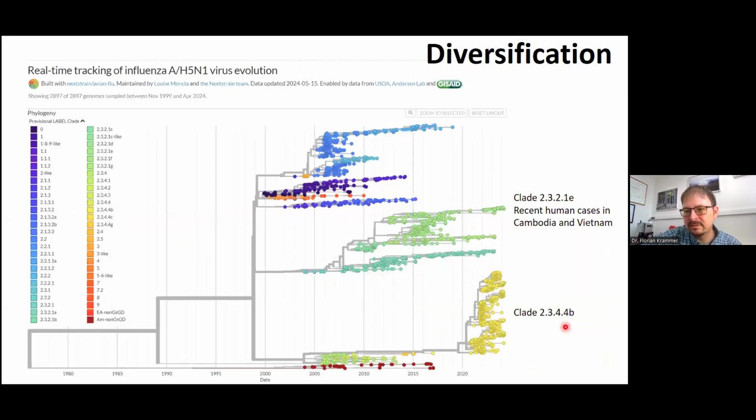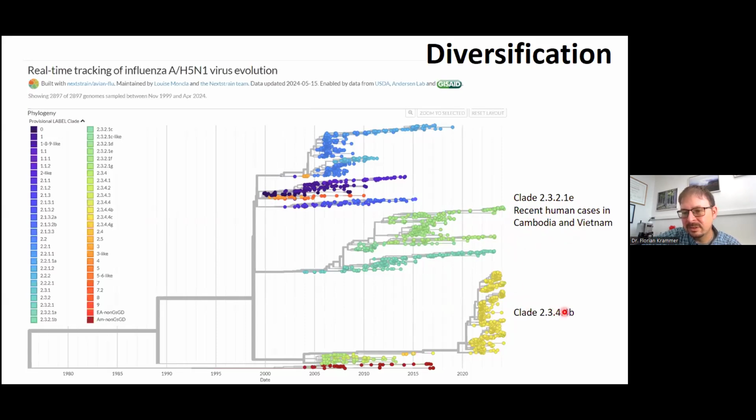I said there was a lot of diversification, and currently there's two different clades that we're dealing with. And I'm sorry about the nomenclature here. I didn't come up with that. I think it's very confusing. But currently we have clade 2.3.2.1e that's circulating in Southeast Asia. And when you hear about human H5 cases in Cambodia or Vietnam, they're caused by this clade.